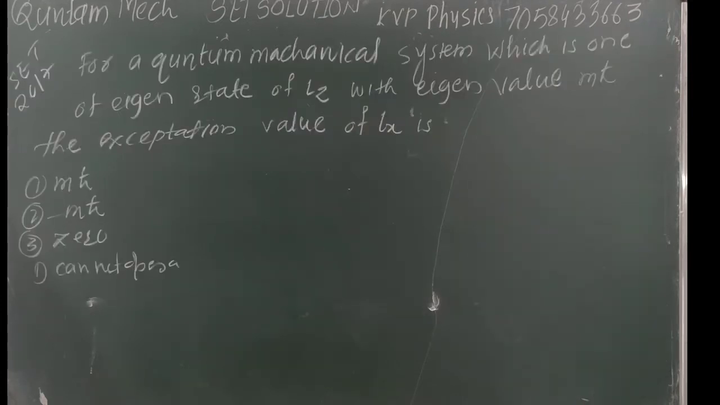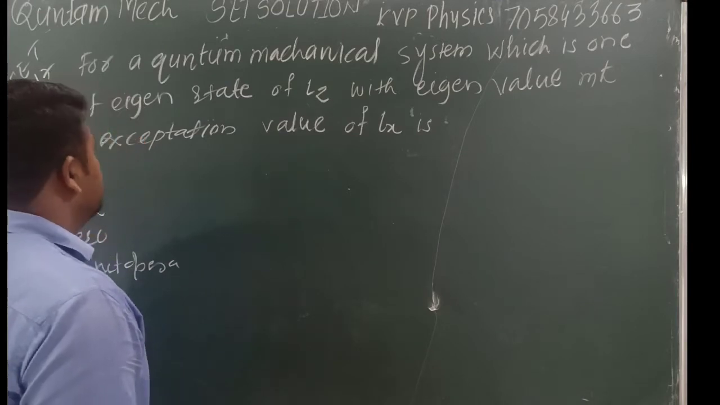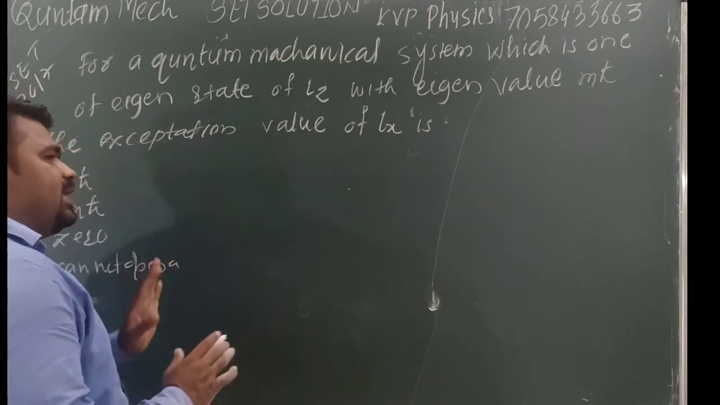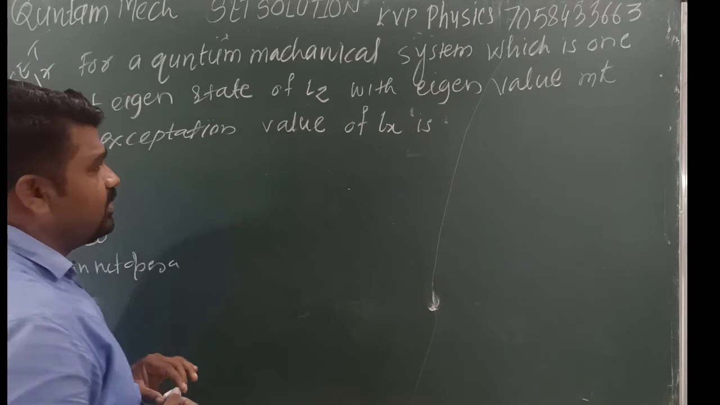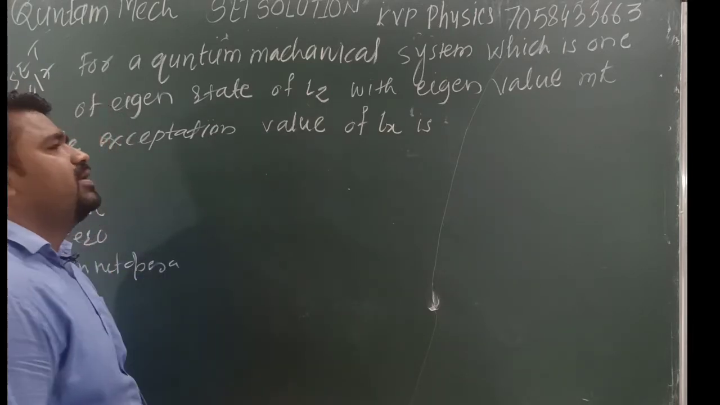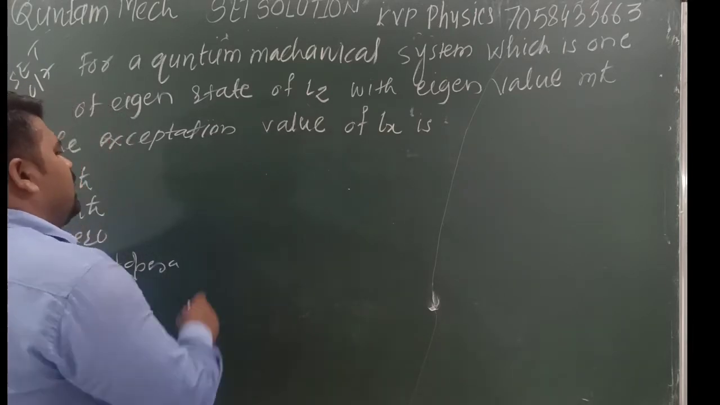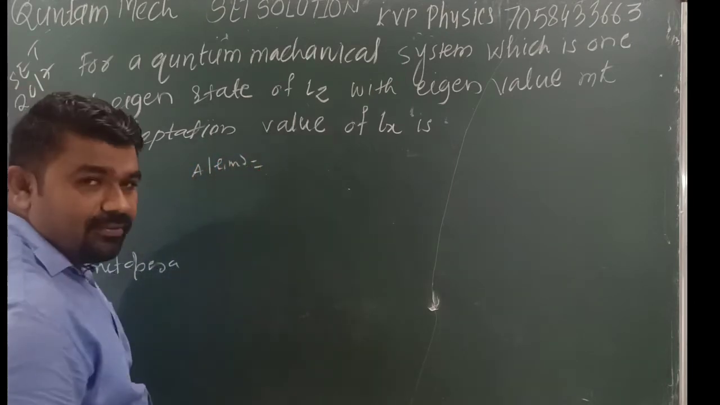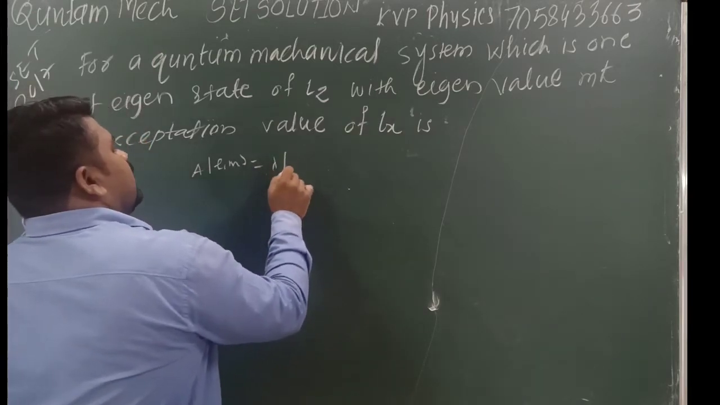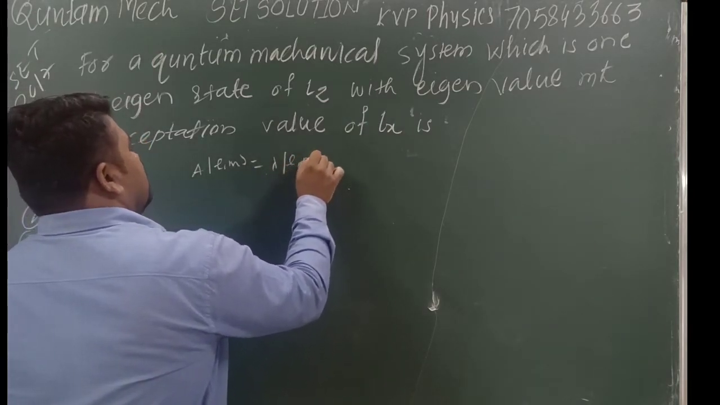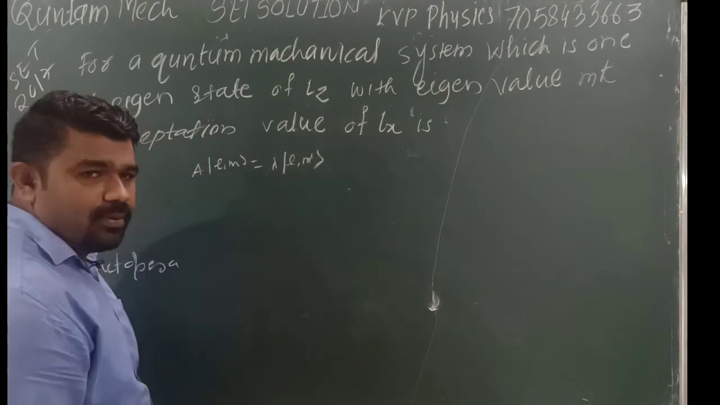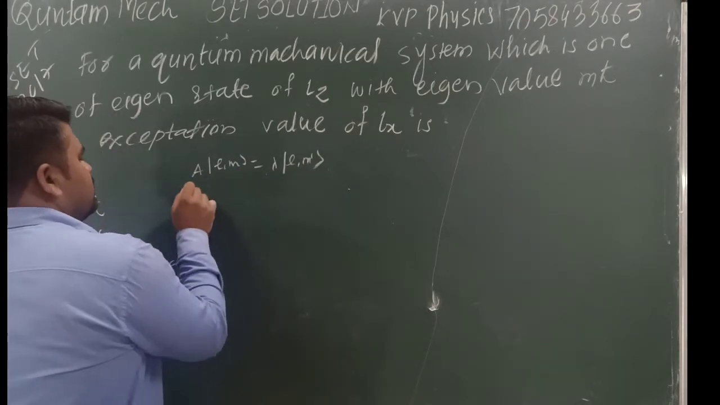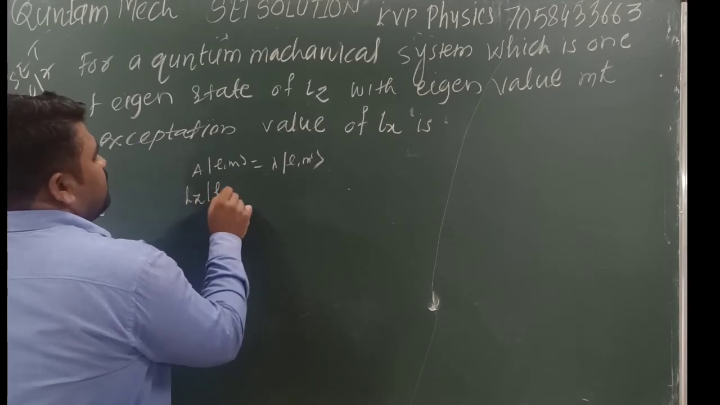Next question. For a quantum mechanical system which is in one of the eigenstates of Lz with eigenvalue ML h cross, the expectation value of Lx is okay. Suppose first, how to find out the ML h cross? See here simply, any operator A operating on any state L comma m gives some eigenvalue lambda and a state, which increases or decreases depending upon the operator. Okay, now here we can take the Lz operator. Lz operates on any state.